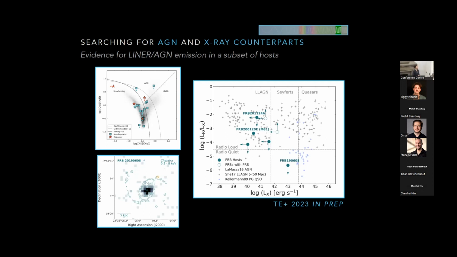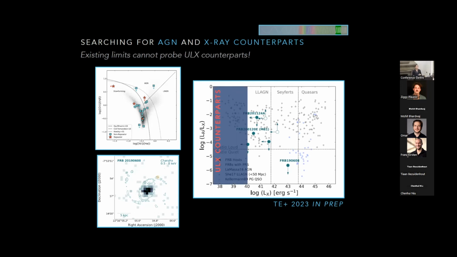And so we've been conducting a pilot Chandra program and working on compiling all existing X-ray observations of FRBs. And ultimately, again, we're really interested in answering this question of, do FRBs live in host galaxies that harbor AGN at an elevated rate?